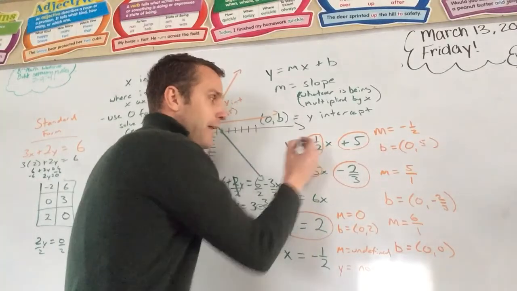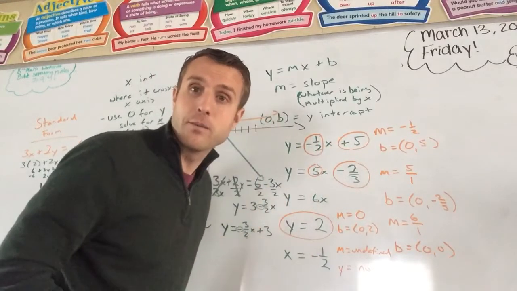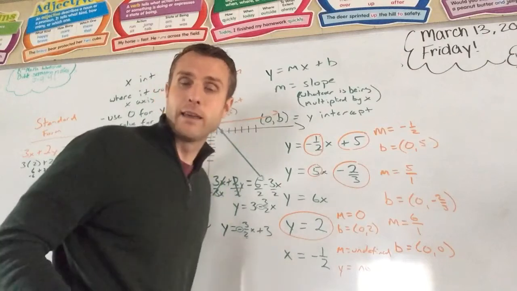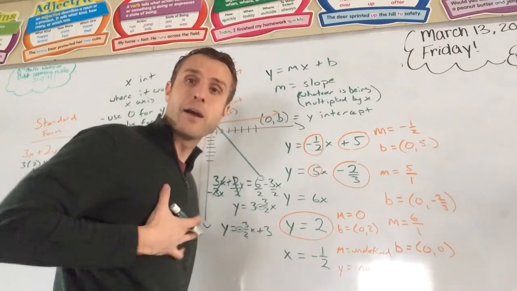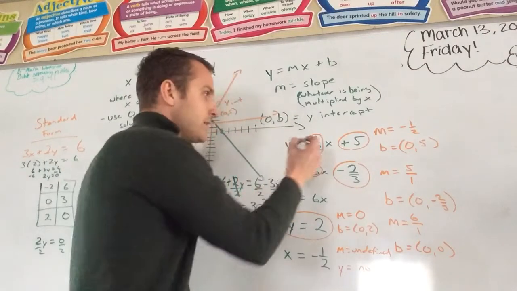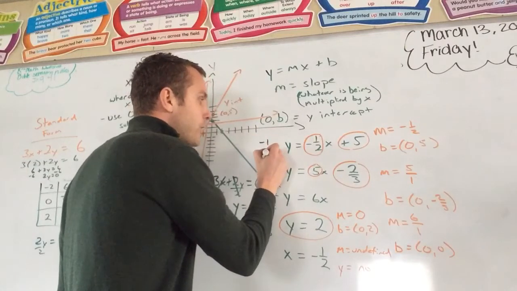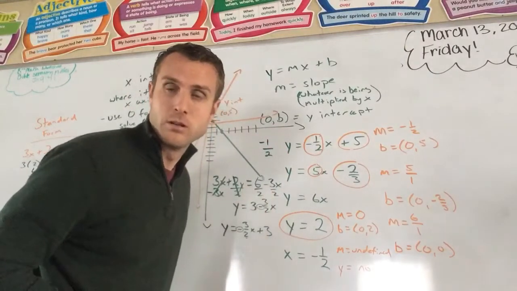So if it's negative 1/2, where does the negative go, at the top or the bottom? You can do either one, but don't do both. I would recommend using the top. So I'm going to do negative 1 over positive 2.